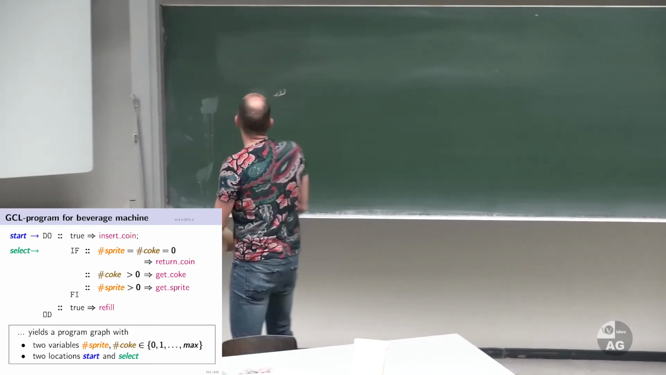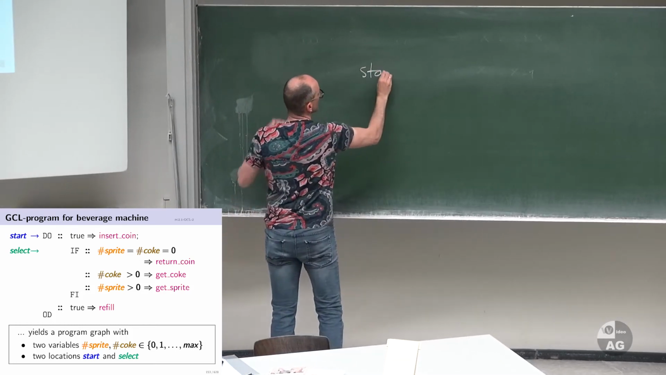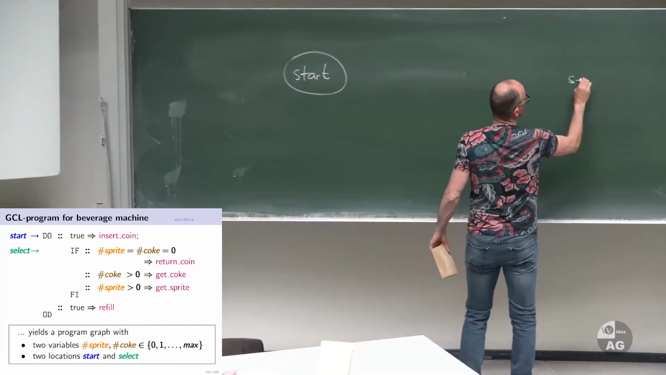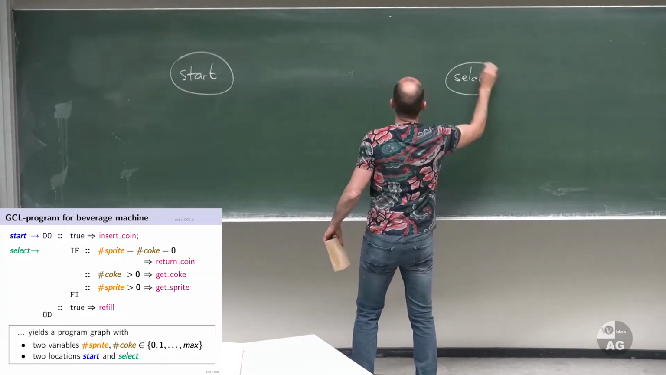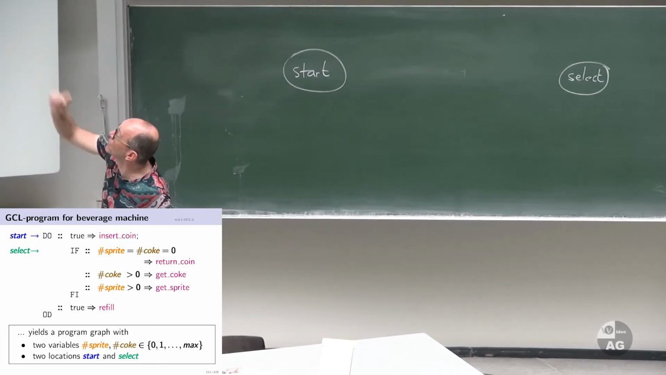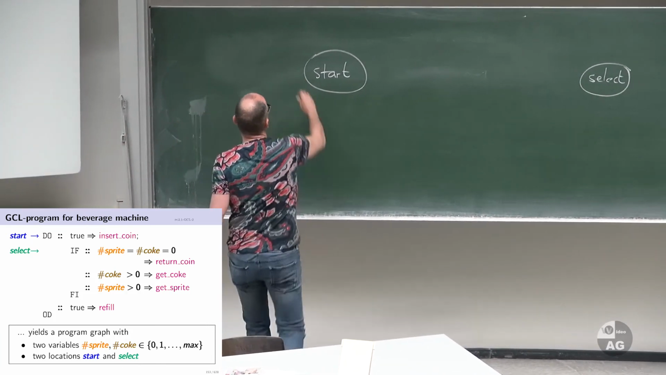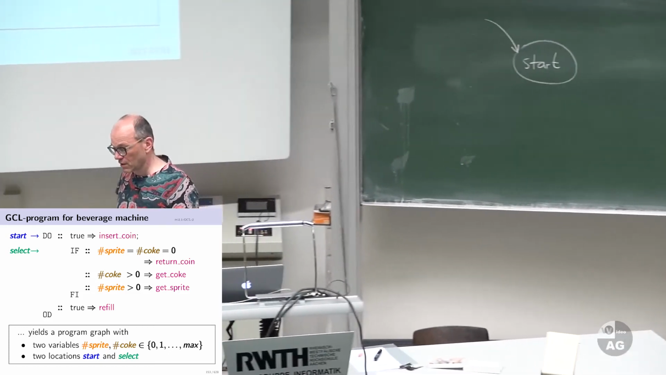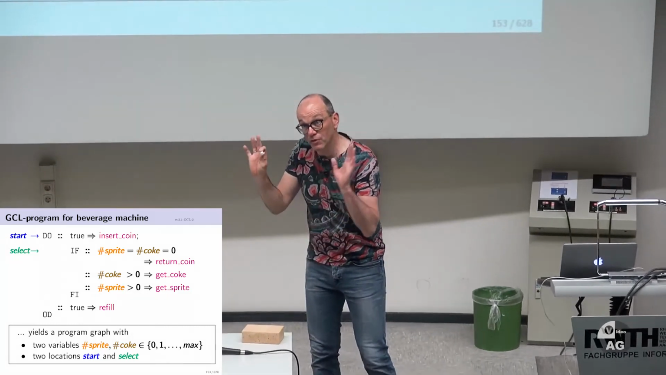There are two locations, so we have start and we have select. Then the initial location, what's the initial location? Well, the start is on the left bottom, so we start here. Good. What are the edges? I'm not talking about the states yet, I'm only talking about the program graph, right?